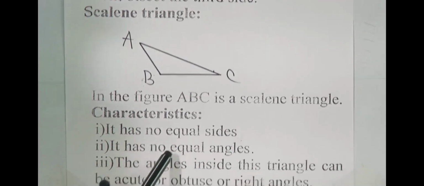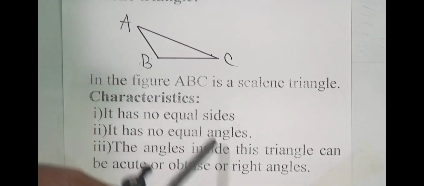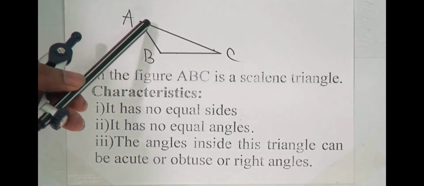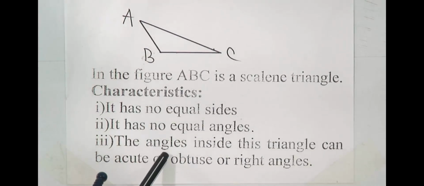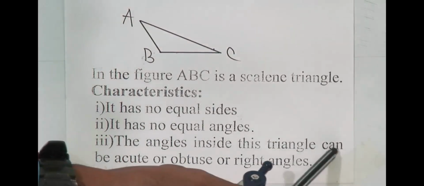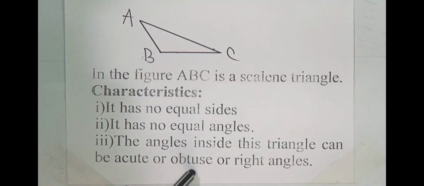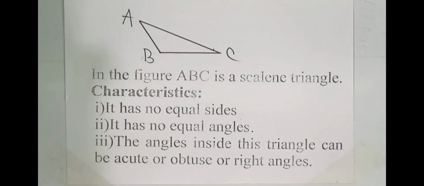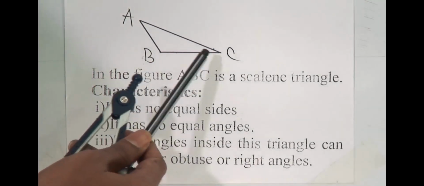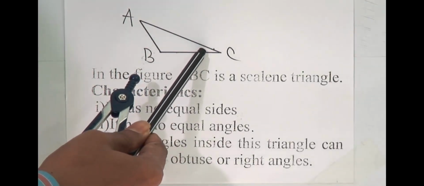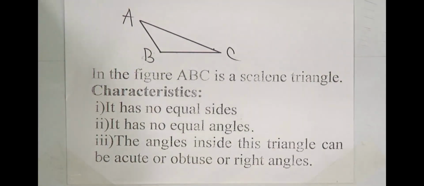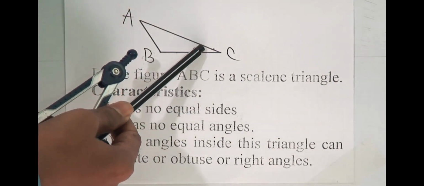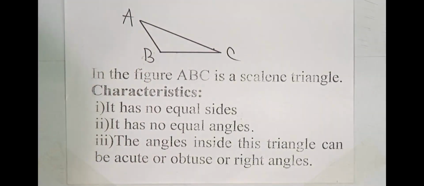Number 2, it has no equal angles. That means every angle is unequal. Number 3, the angles inside this triangle can be acute or obtuse or right angle. Dear student, what is meant by this? That means this angle may be a right angle or acute angle. Suppose this is my acute angle, obtuse angle, or maybe right angle also.